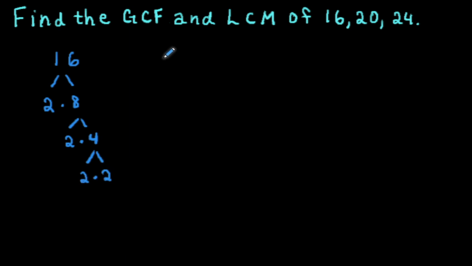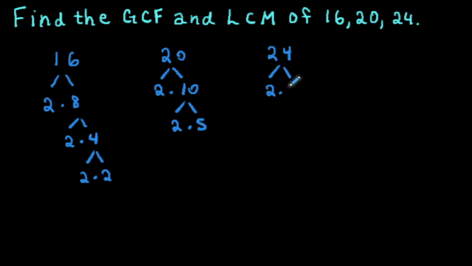Let's move on to number 20. So we have 2 times 10, and then 10 is 2 times 5. And then for 24, we'll decompose it into 2 times 12, and then 12 is 2 times 6, and 6 is 2 times 3.